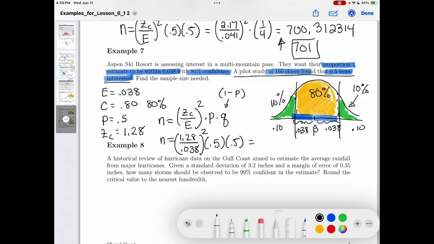And when we get that, and we round it to the nearest whole number going up, we've got to round up, we're going to get 284. So we should have in this study, in our sample, 284 skiers in order to get an 80% confidence level with a margin of error of 0.038.